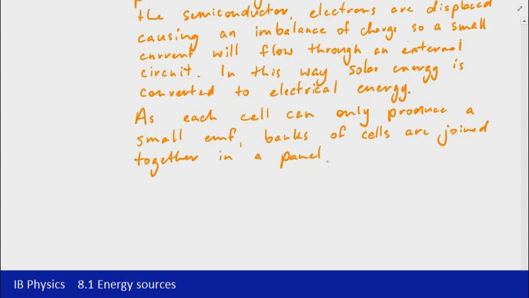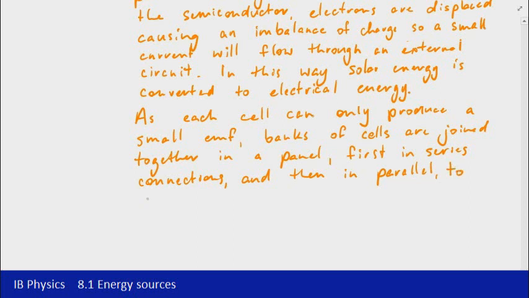When the banks of cells are joined together in a panel, they're connected first in series and then in parallel. By placing them in series, we can increase the EMF, and by placing them in parallel, we can produce more current for a longer period of time. So that's basically to optimize both voltage and current, and when we optimize the voltage and current, we're also going to minimize power losses.